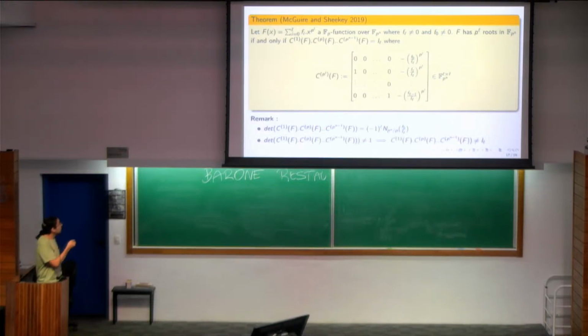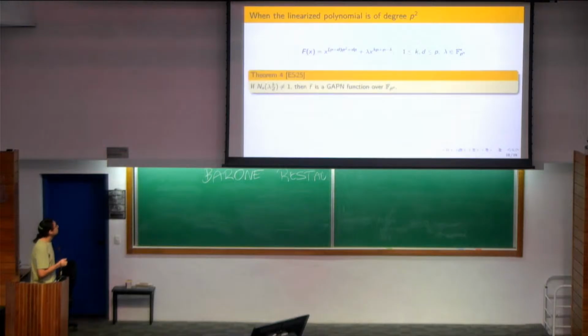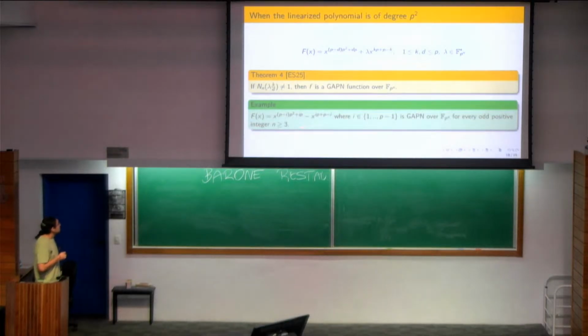And we have the following GPN functions. We take this binomial, and if the norm of lambda times k over d is not equal to 1, then f is a GPN function over F_p to the power of n. As an example, if we take k equal to d, then these functions are GPN for every odd positive integer n greater or equal to 3.